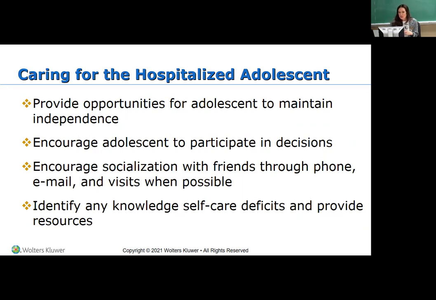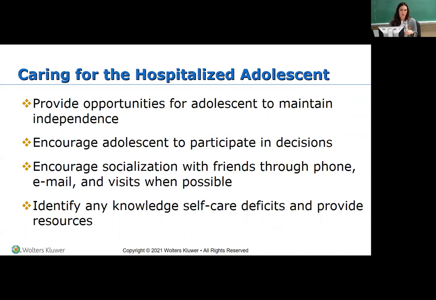We want to encourage socialization with friends through the phone or emails or visits, especially when you have children or adolescents that are in the hospital for an extended time frame, whether they've had an injury or they've got a diagnosis of cancer and they're inpatient over a long extended period of time. We want to encourage that some of their friends come in and that they still have that support group from their peers. We don't want to isolate them.